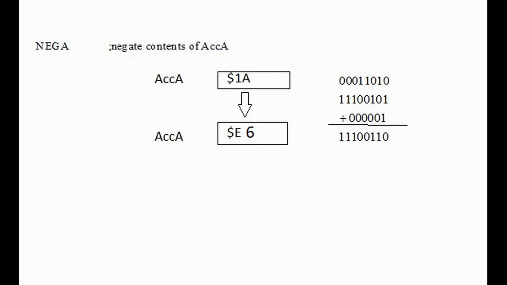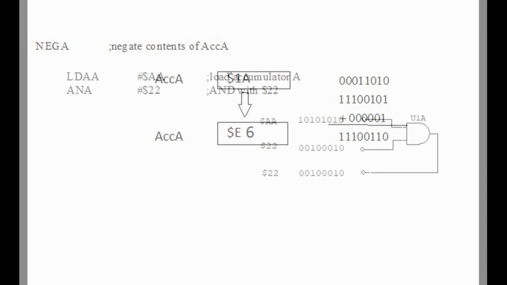1110 0110. And then we notice that the most significant bit is a 1, or a high, which means that this is a negative number. What is a negative number in hexadecimal is E6. This means we have now negated our original number.